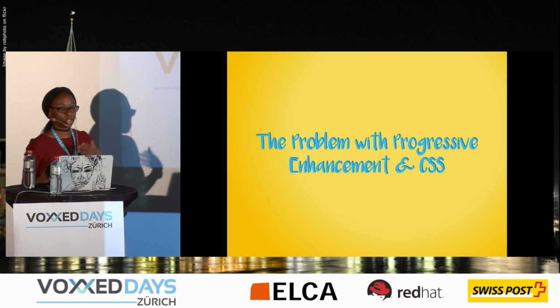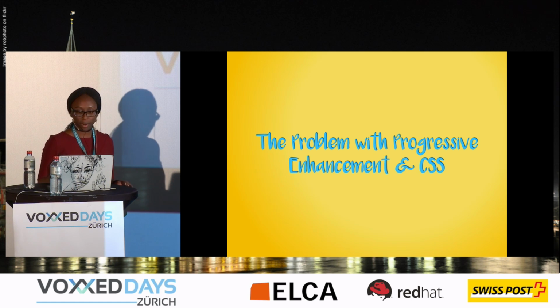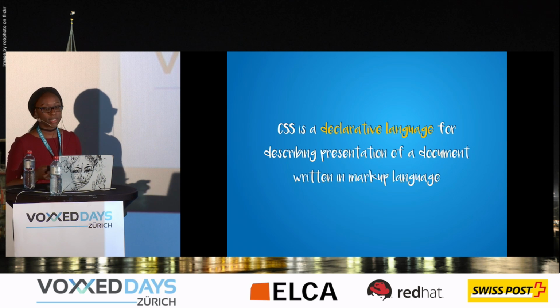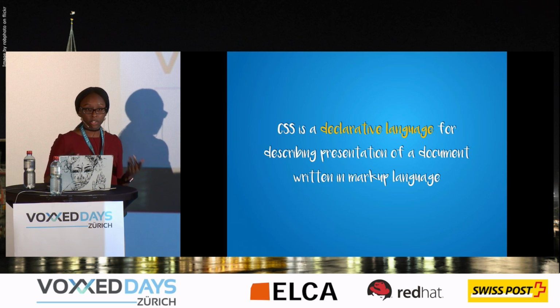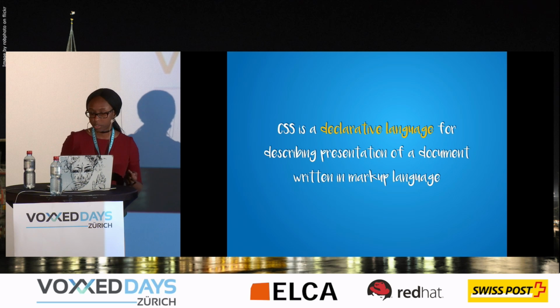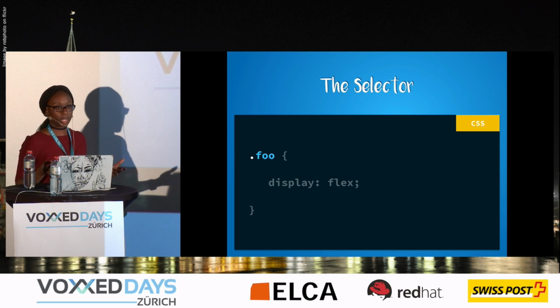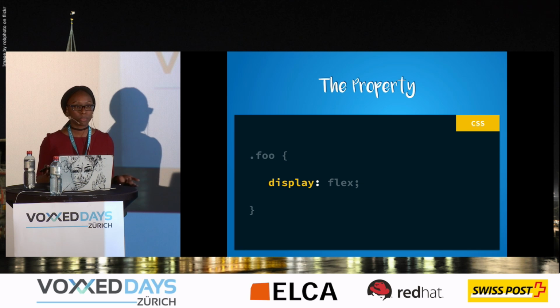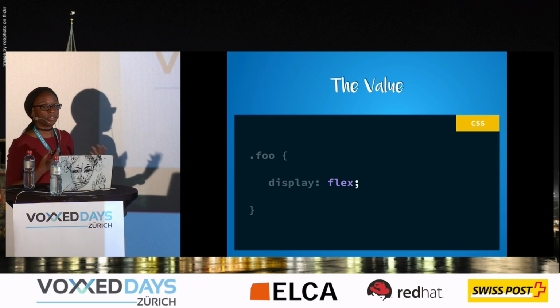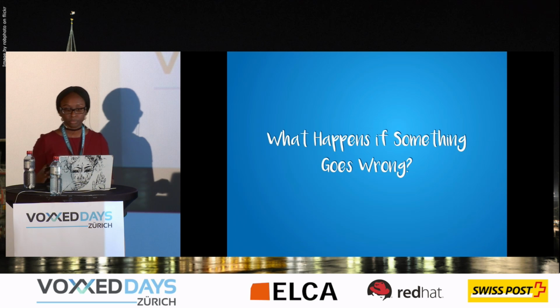To understand this, let's go into how CSS works and what happens when things break. As we know, CSS is a declarative language for describing the presentation of a document written in a markup language. This is how a typical CSS rule looks. We have the selector, which is how we select the elements in the markup. Then we have the property, which is the CSS property we want to apply. And finally the value, which corresponds to that property.